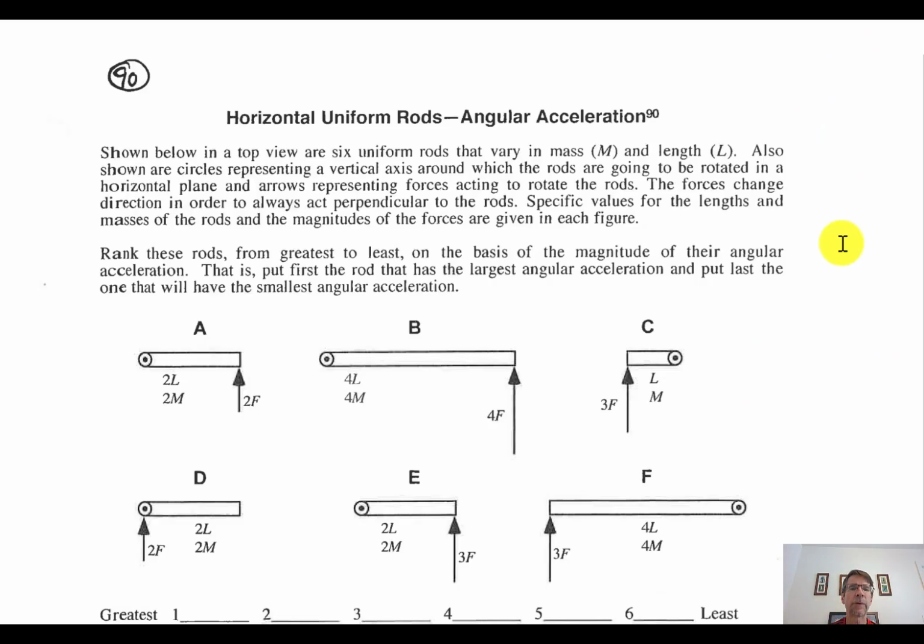Critical thinking question number 90. Angular acceleration for some thin horizontal rods, or thin rods. This is a top view, and this circle in each diagram is a pivot point, so this rod, kind of like the hands of a clock, can spin around that spot. And it has something to do with torque.